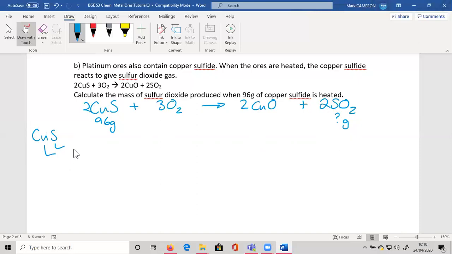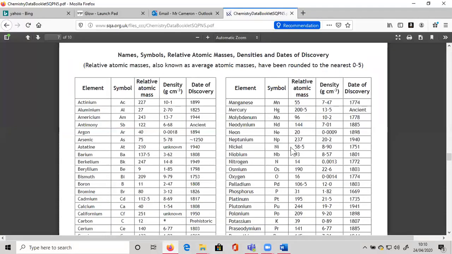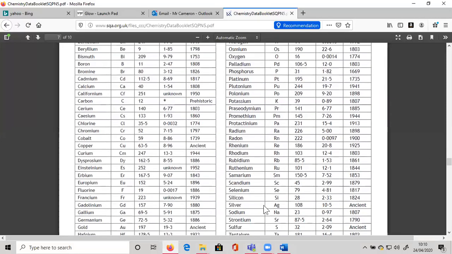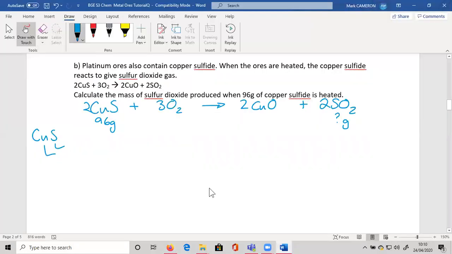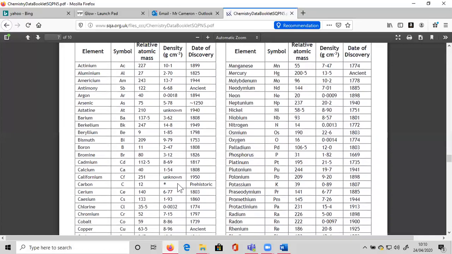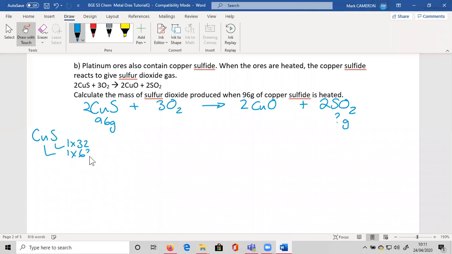The gram formula mass is done this way, and you use your data booklet to find the mass of sulfur. Sulfur's got a mass of 32. So there is 1 of them, so it's 1 times 32. And then copper is 1 times, and if you look it up in your data booklet, the data booklet says it's 63.5. So it's 1 times 63.5. So that's nice and easy.